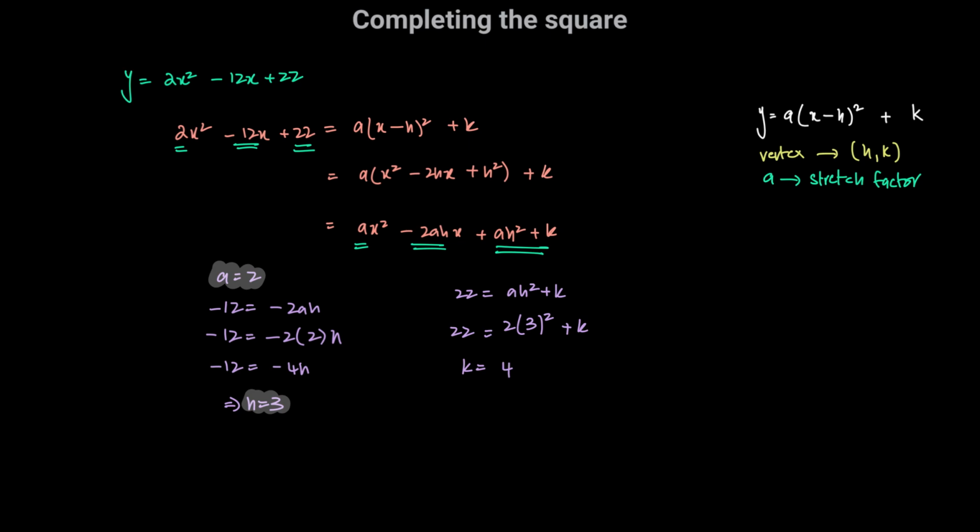So now we found the values of a, h, and k. So we can rewrite this expression in the form y is equal to a times (x minus h) the whole thing squared plus k.